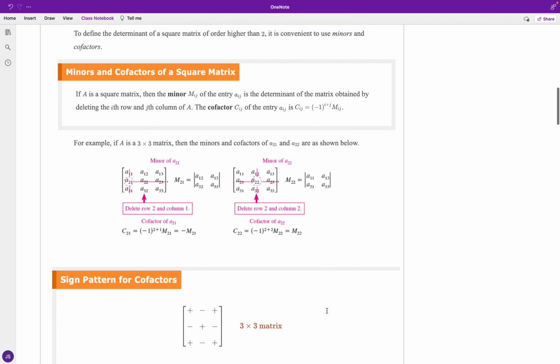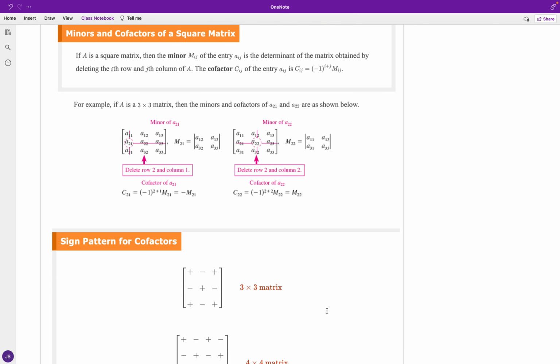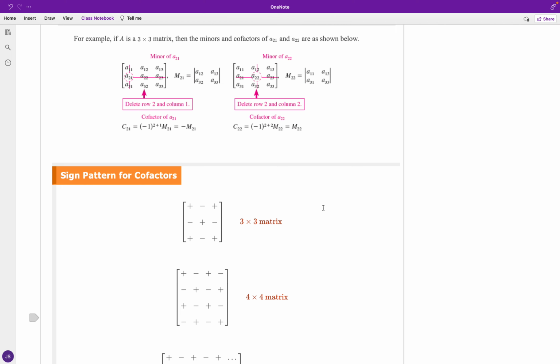And looking at the sign pattern of cofactors, this will come into use if I'm working with just the top row, and for the sign pattern for a 3 by 3 matrix, in a lot of the operations, I look at the top rows.